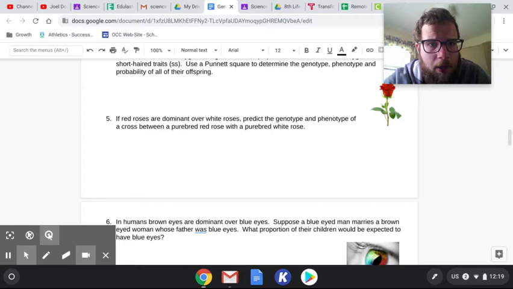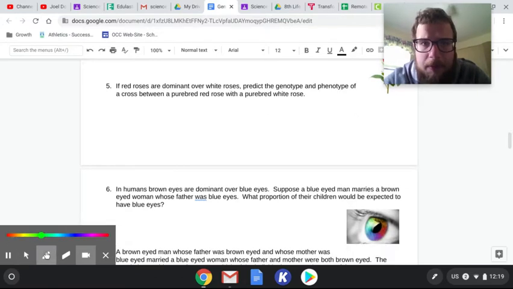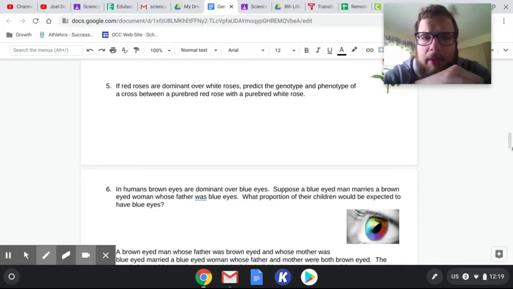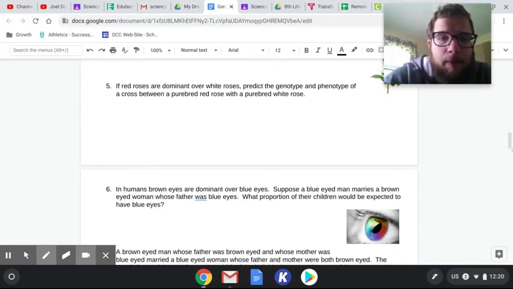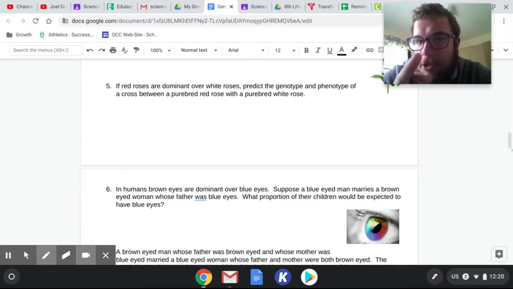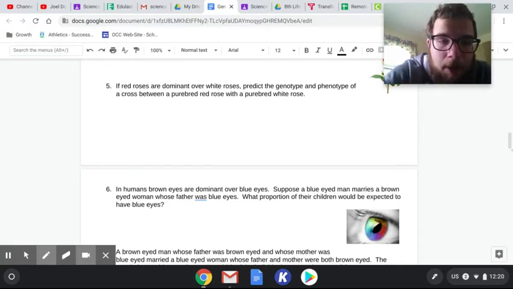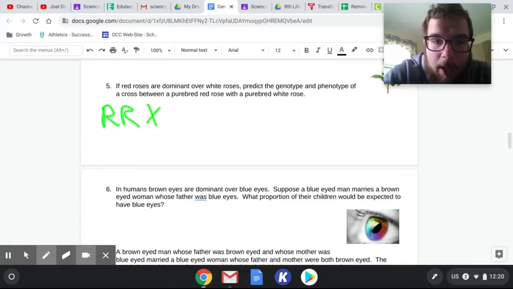Okay, if red roses are dominant over white roses, predict the genotype and phenotype between a purebred red and purebred white. This is literally the same question as the mouse one above. Don't let the terminology throw you off. It's really simple. If I'm purebred red, call it big R. Then I'm going to be 2 big R's. And if I'm purebred white, I'm going to be little r.